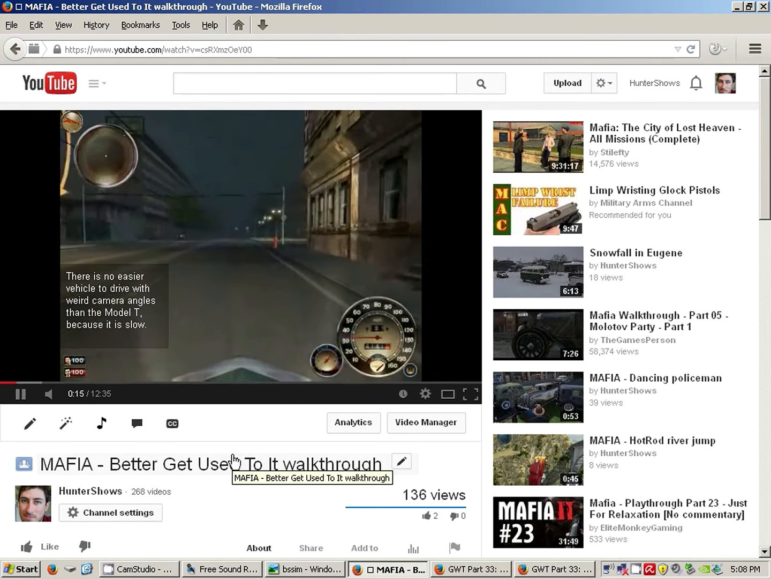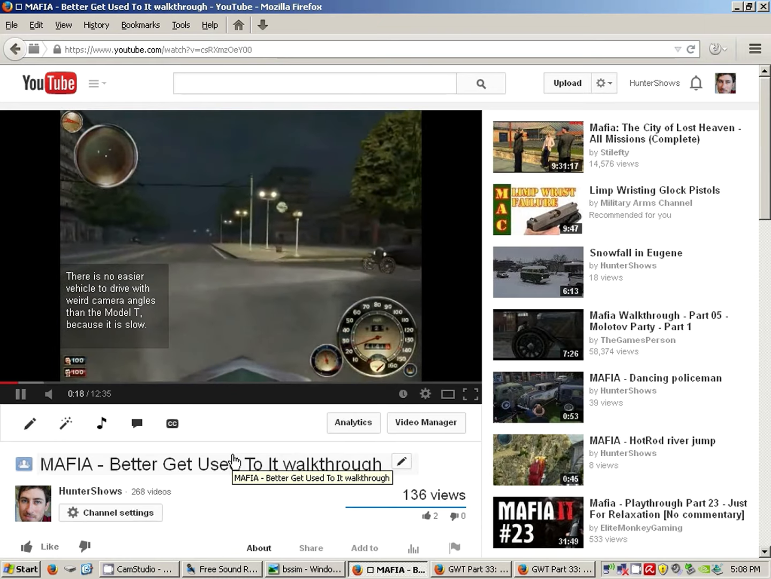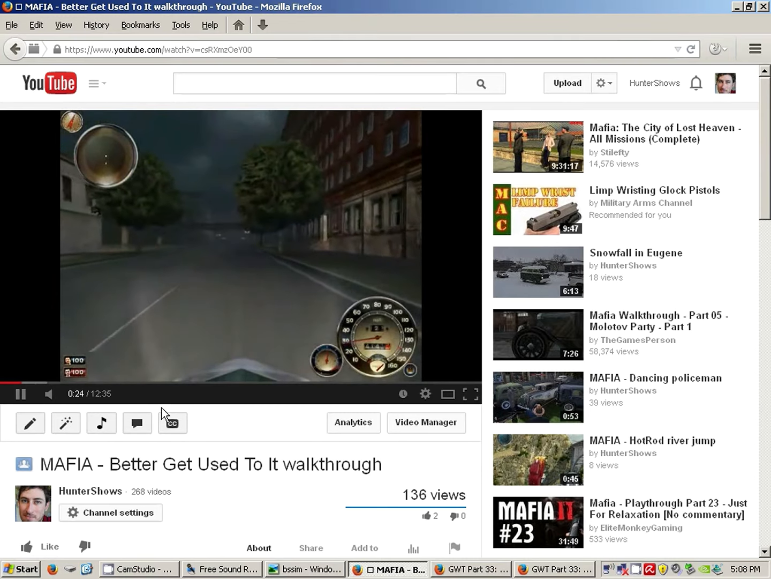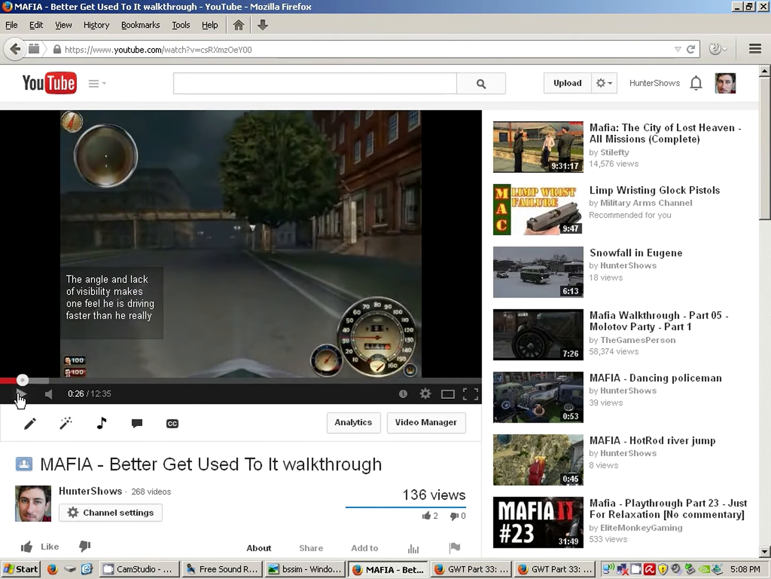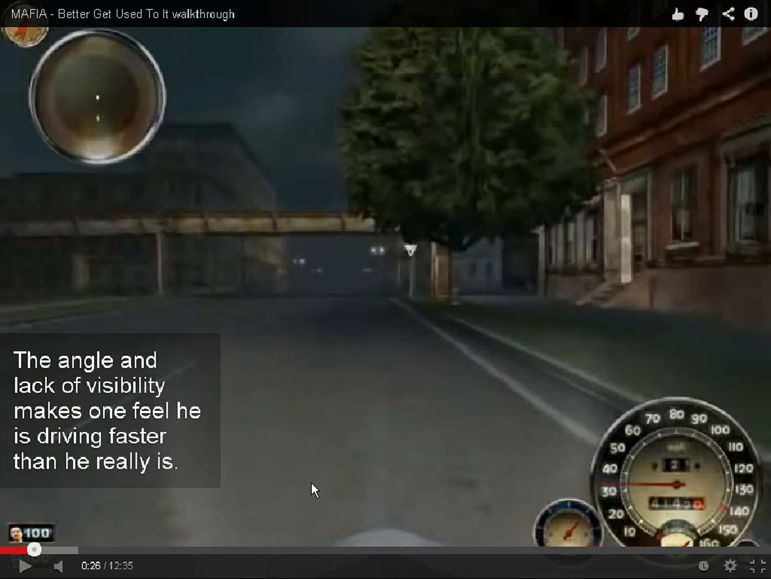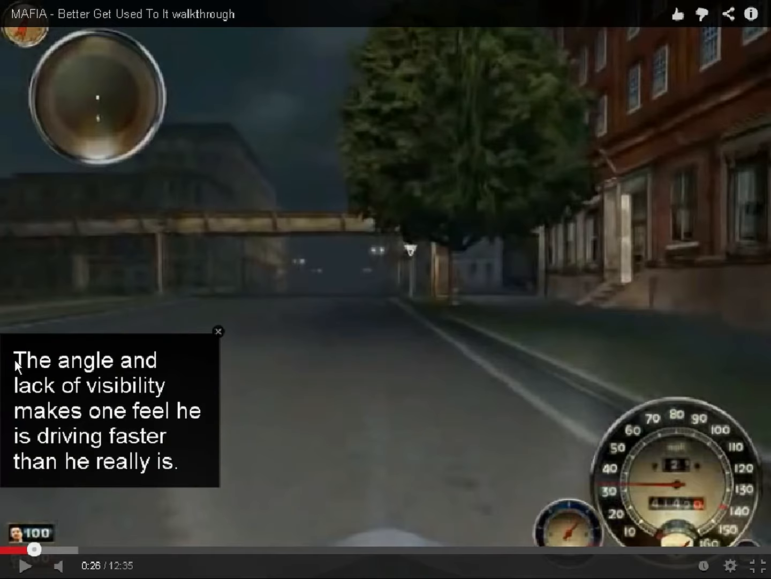And the whole video is filled with this kind of problem. What's the next annotation here? The angle and lack of visibility makes one feel he is driving faster than he really. Empty gray space. What does that mean? Where was I going with that thought? Well, I don't know. Here's something interesting. If I go into full screen, well, there's the end of the sentence right there. Faster than he really is. Now that's kind of nice to actually see what I typed out. Notice that the text actually fills the box, more or less.